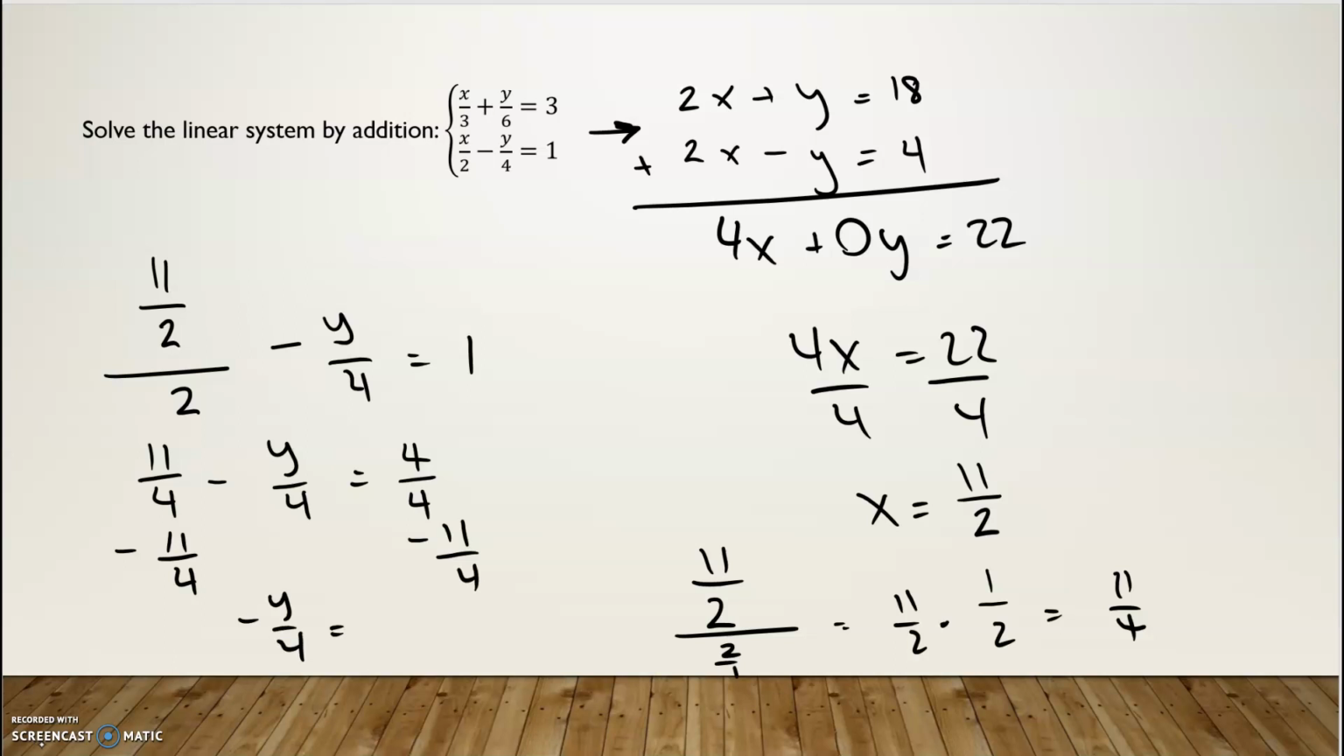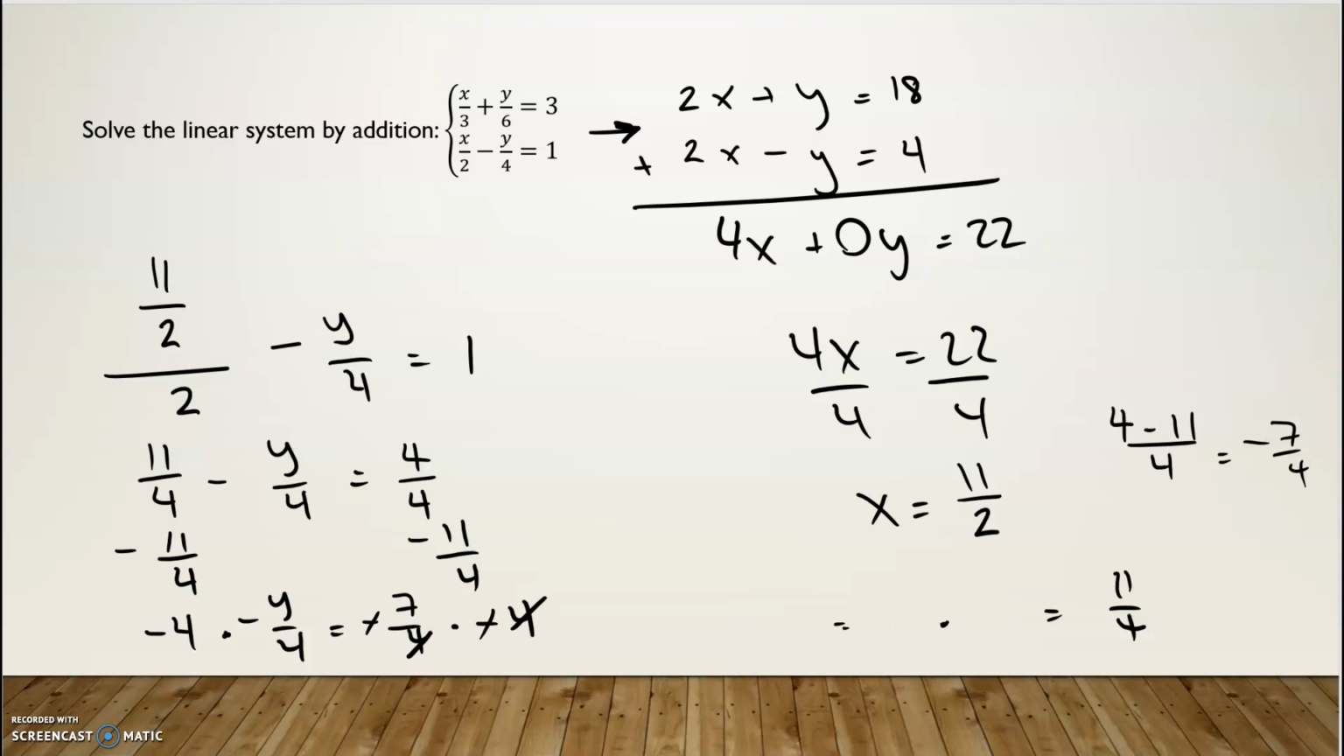Okay, and then I will have 4 minus 11 over 4. So that'll give me negative 7 over 4. Okay, and then I'm going to multiply by negative 4. So the 4's will cancel, the negatives will cancel, and what I'm left with is 7. So my solution should be 11 over 2, comma, 7.